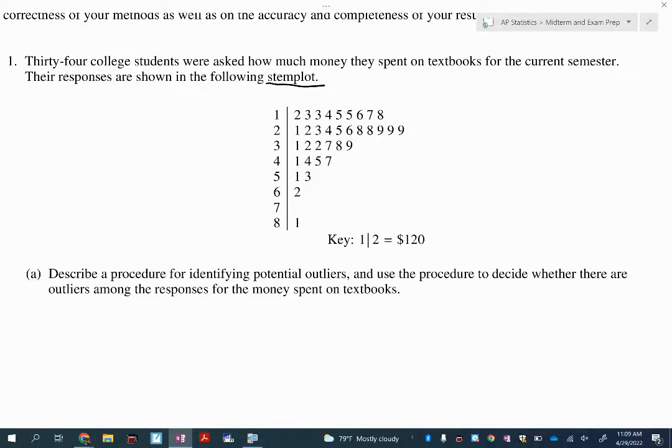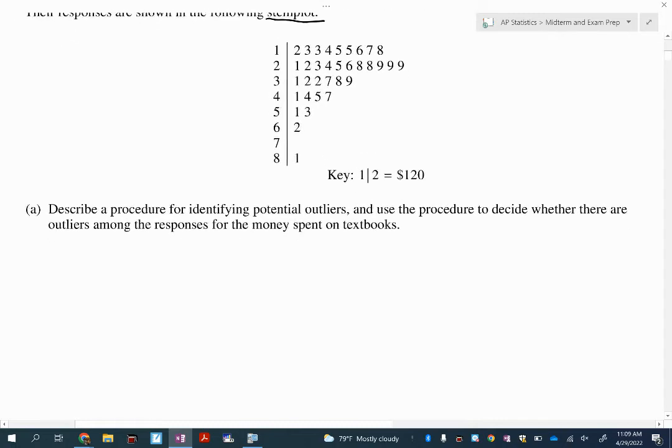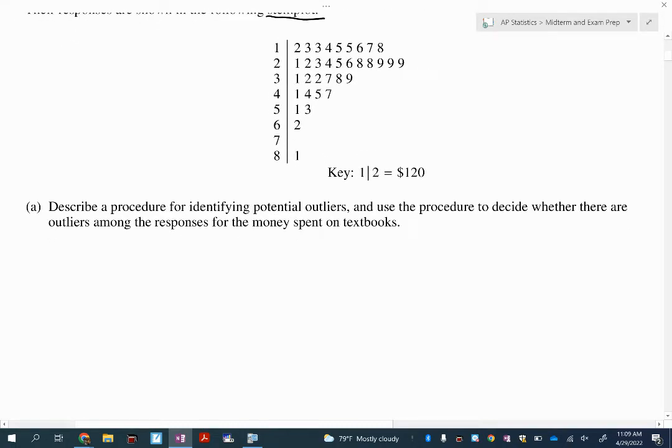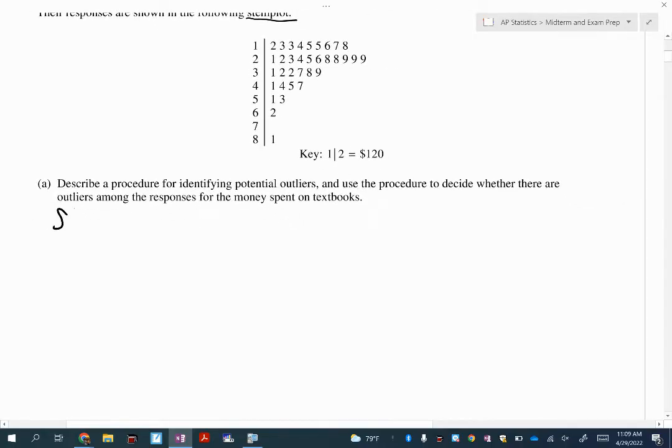10th place. So part A says to describe a procedure for identifying potential outliers and then use the procedure to decide whether there are outliers among the responses for the money spent on textbooks. So I'm just going to walk you through the procedure that we did when we learned how to do this in our first unit. Step one is to find the interquartile range. To find the interquartile range, you need quartile 3 minus quartile 1.